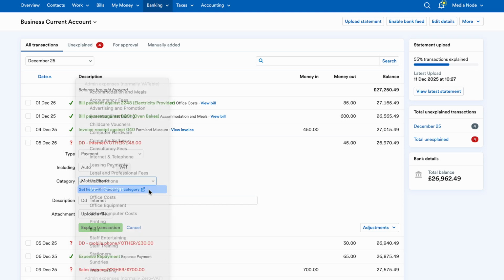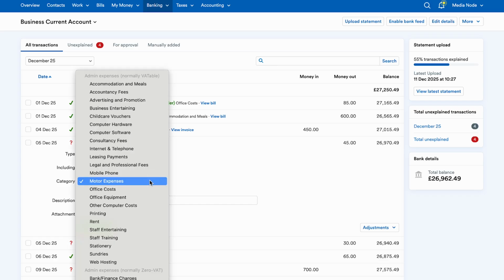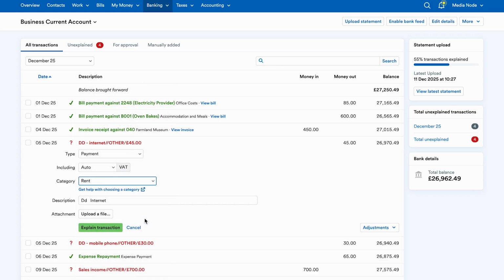Motor expenses would be used to record costs such as petrol, an MOT or servicing, but not mileage claims. Rent would be used for the cost of renting an office that's not in your home. Don't use this category for any deposits you pay to landlords, as this isn't a day-to-day running cost of your business.